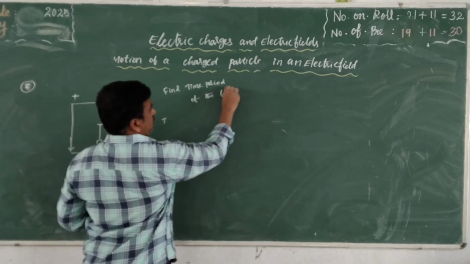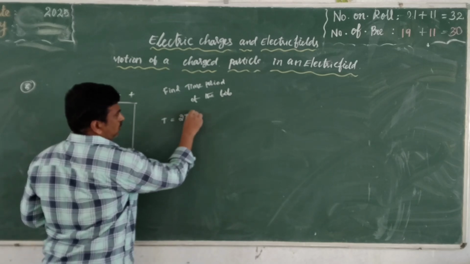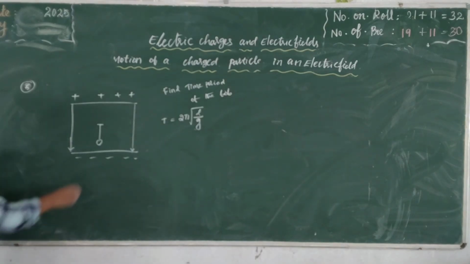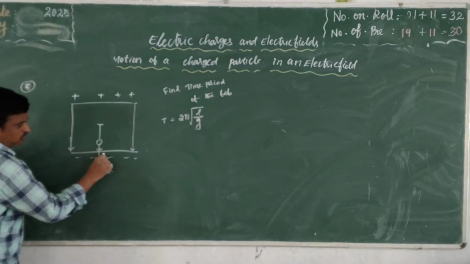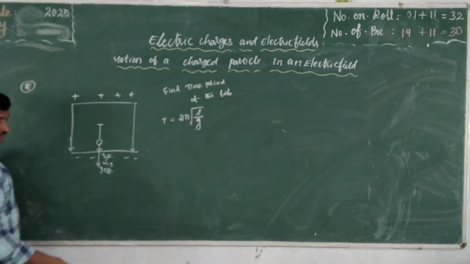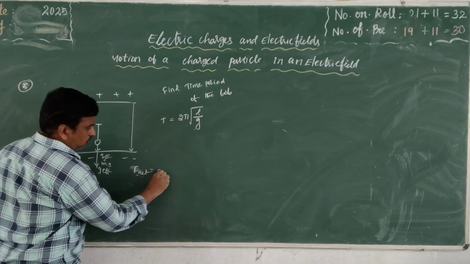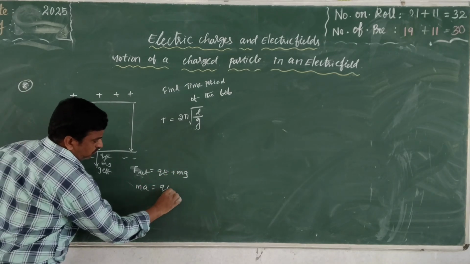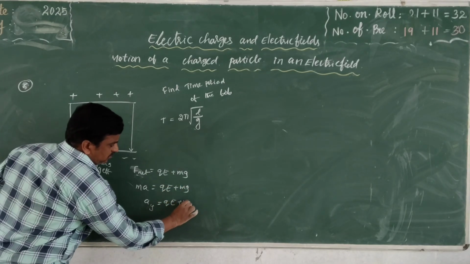Now see, for that what is the time period? 2 pi into root of L by g. Here g means g effective. For that we can write two forces acting: one is qE, the electric force, and another is the weight mg. Net force F net equals ma equals qE plus mg, so a equals (qE plus mg) by m.